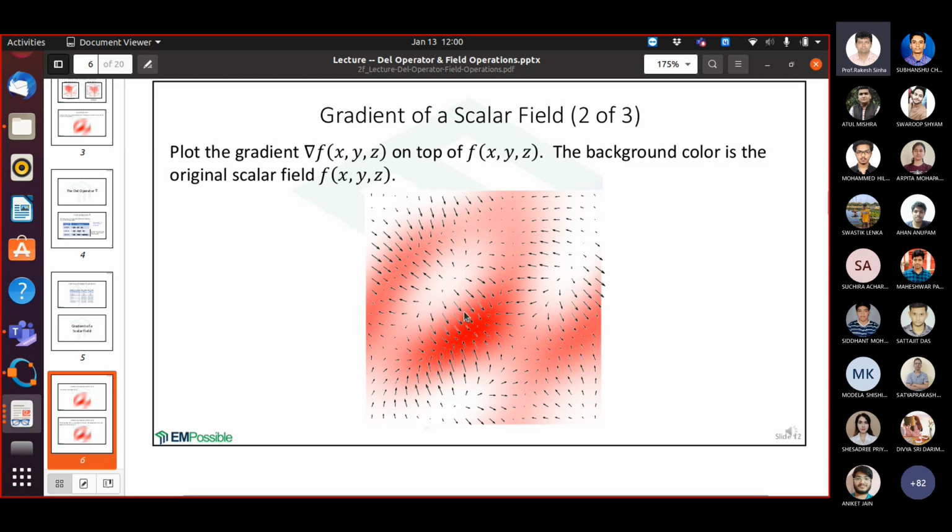Also, in this area the amplitude of the gradient, the steepness or slope, is basically maximum. This area has the maximum slope. Therefore, in this area the amplitude of the gradient is maximum. This is the physical meaning or interpretation of gradient.